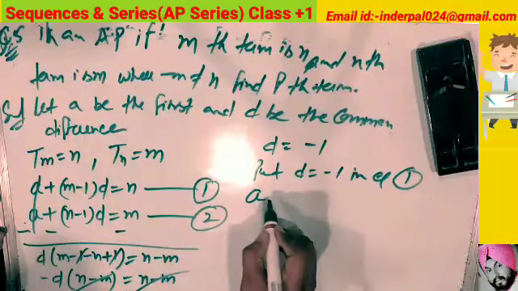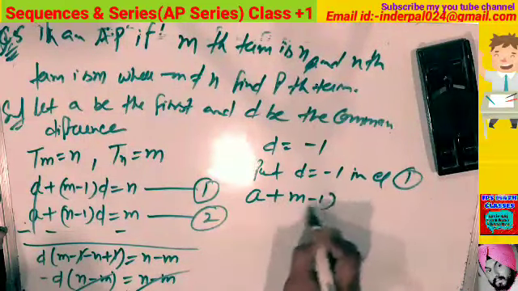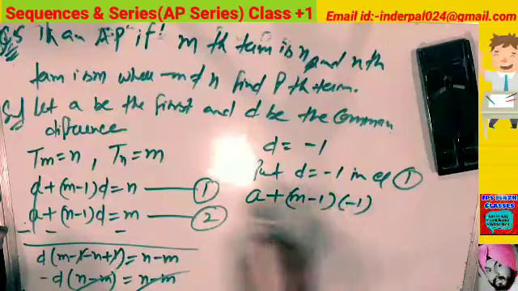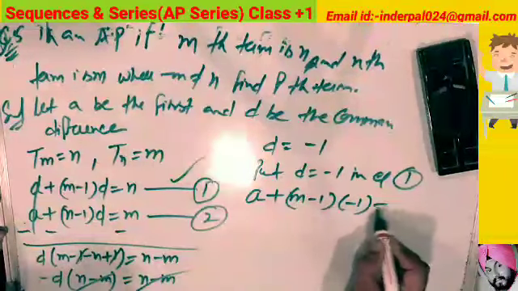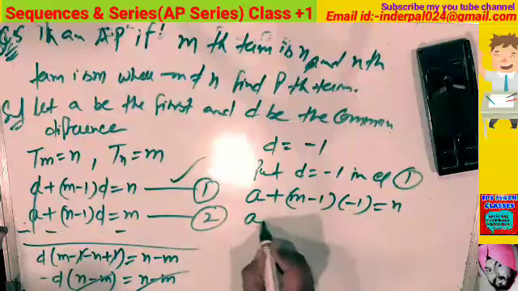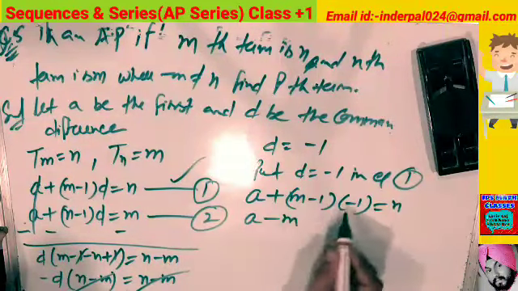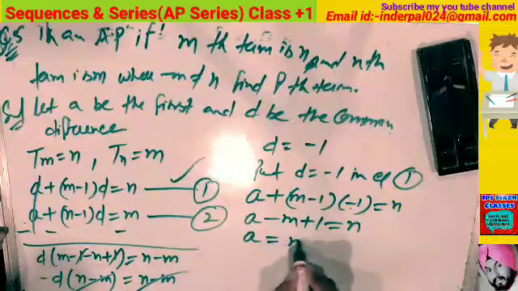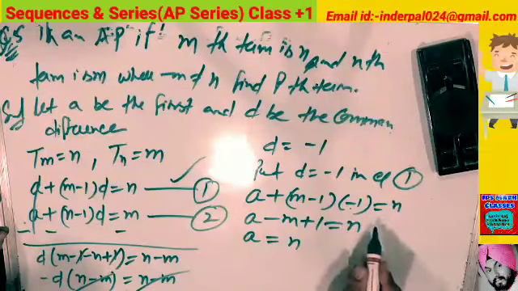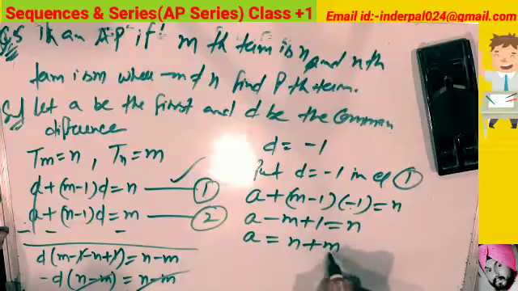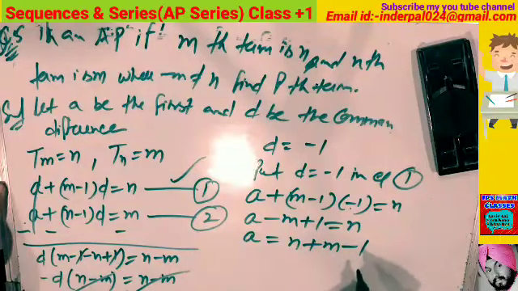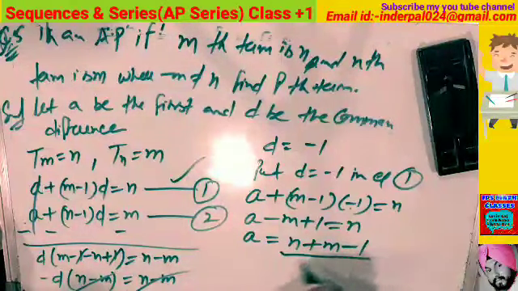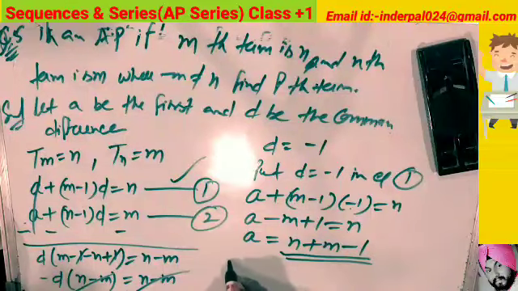We have a plus m minus 1, and putting the value of d as minus 1 in equation number 1, it is equal to n. a minus m plus 1 equal to n, and for the value of a, just changing the sign, m is positive and 1 is negative. Value of a is n plus m minus 1.